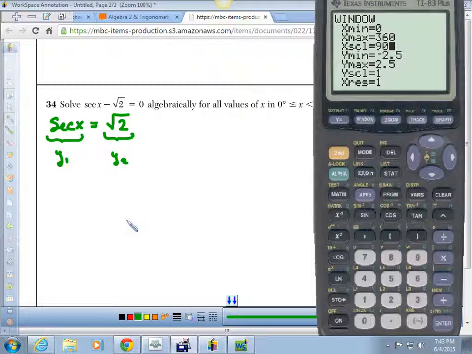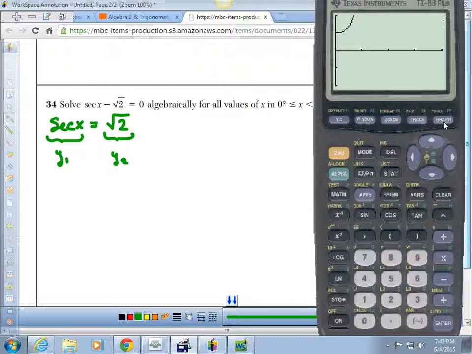The y values, well, we're really concerned with where it's going to be equal to what? Radical 2. Well, radical 2 is a little bit greater than 1, but not quite 2, is it? So if it's not quite 2, how about we go from negative 2 up to positive 2 on our y's? And are we okay scaling that by ones? Yeah. So I'm going to graph it up now. Here's secant x. So right there is secant x, and right there is the line at radical 2.